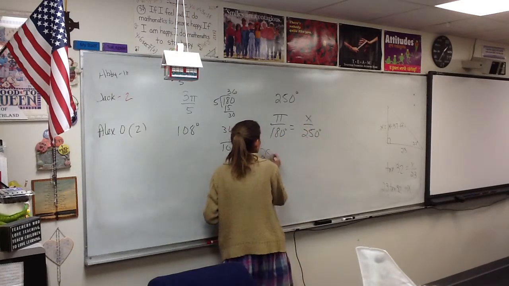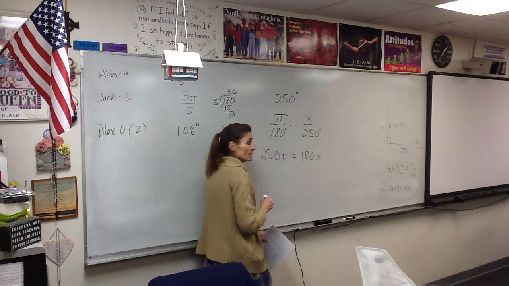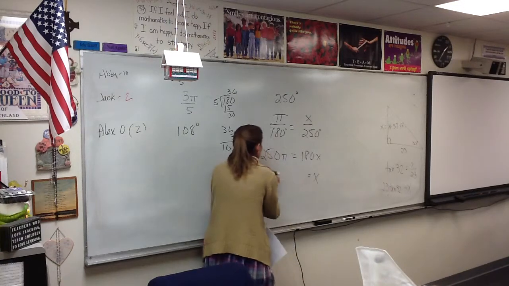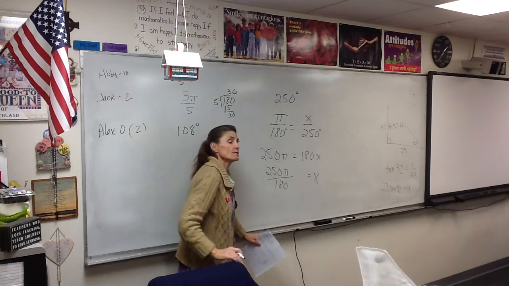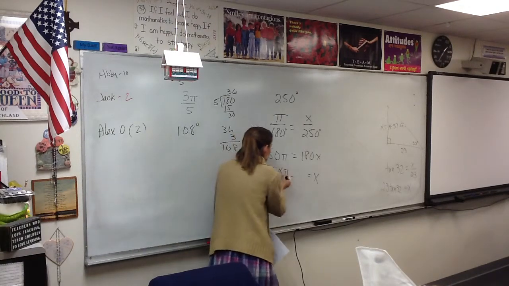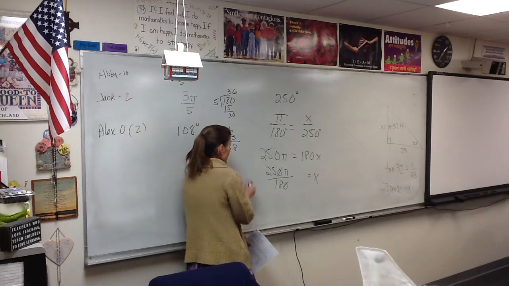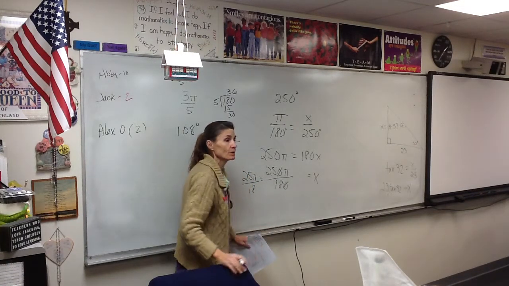So we'll cross multiply, and our answer is 250 pi over 180. Now, does Mrs. Ford expect you to reduce it? Of course I do. These will cancel, and we're left with 25 pi over 18.